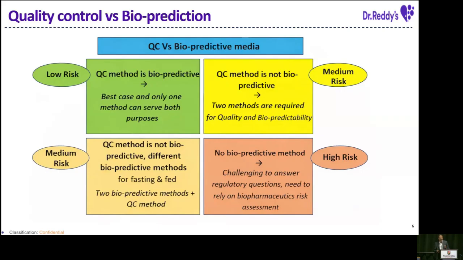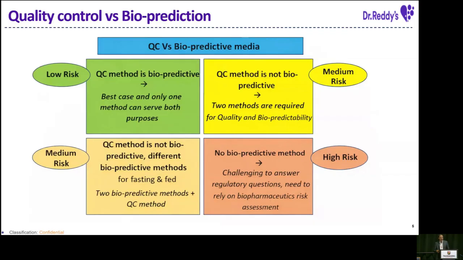But when the QC method is also biopredictive, this represents a best case scenario, and that's why we can classify this kind of scenario as low risk. When it comes to medium risk, the QC method is not biopredictive in both fasting and fed conditions. Then typically you need a couple of methods, one for the biopredictive assessment and another for quality control, and that poses a medium risk.